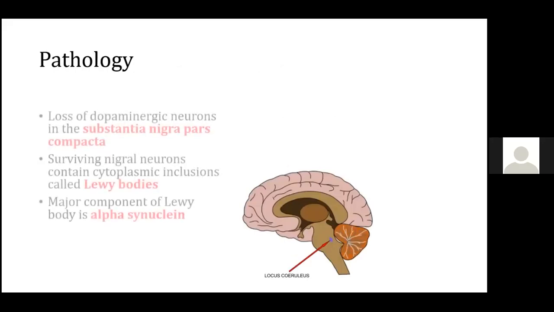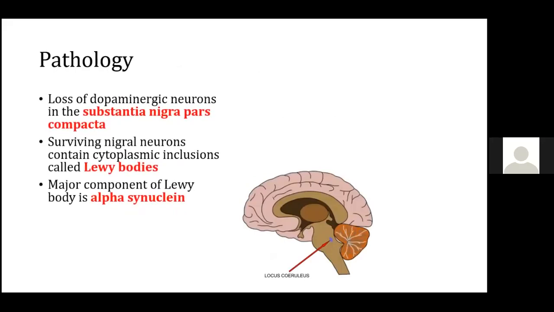So the pathology in Parkinson's disease, so you get the loss of dopaminergic neurons in the substantia nigra pars compacta. The surviving nigral neurons contain what we call a Lewy body, so it's a cytoplasmic inclusion. And the main component of the Lewy body is what we call alpha-synuclein. So an abnormally folded protein called alpha-synuclein, which is found in the Lewy body, and that's what we get in Parkinson's disease.